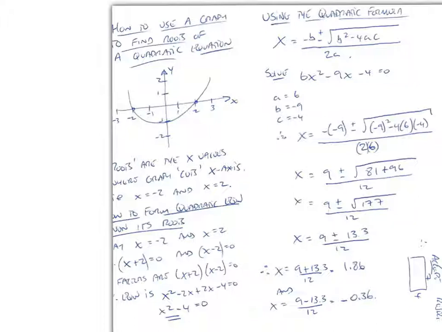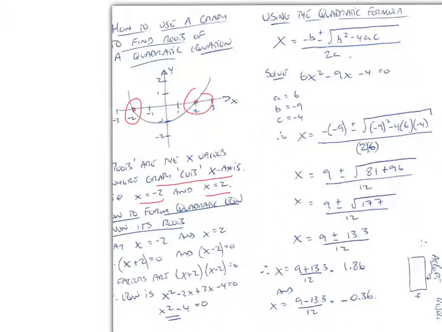Okay, let's quickly look at how to use a graph to find the roots of a quadratic equation. Basically, the roots are the x values where the graph cuts the x-axis. So the graph cuts here and here, so the roots of the quadratic equation from which this graph is drawn are x equals minus 2 and x equals 2.